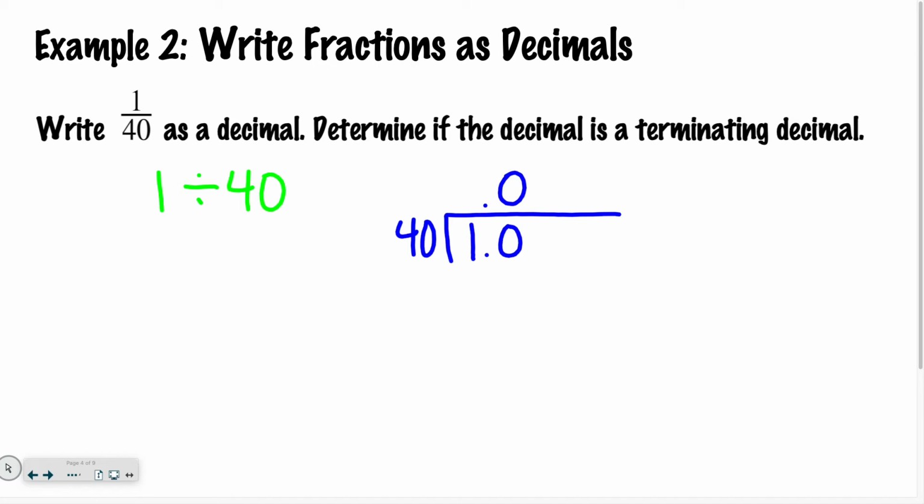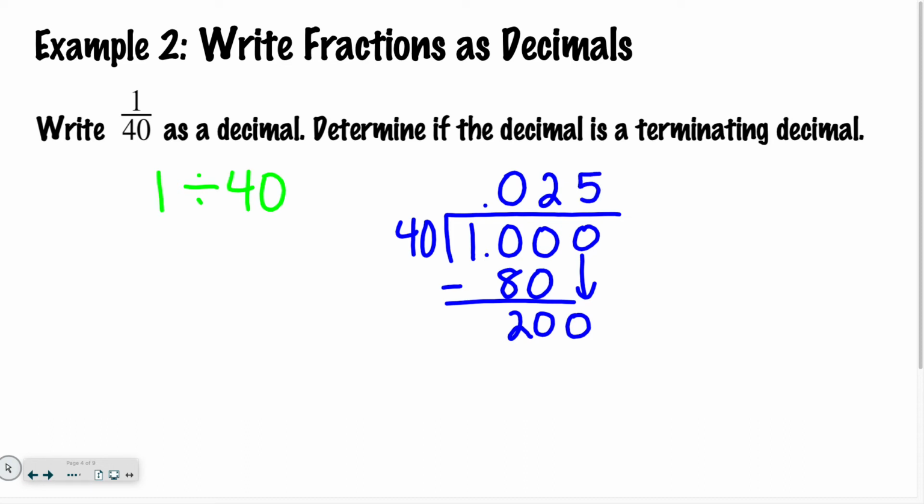Because 40 can't go into 1, that's why I had to add that decimal place. 40 still can't go into 10, so since there's a decimal, now I have to put a 0 up top. If I add another 0, now can 40 go into 100? It can. It can go in 2 times, which is 80. So 100 minus 80 is 20. I'm going to add another 0 and bring it down and say, can 40 go into 200? And it can. It can go in 5 times. So 40 times 5 is 200. 200 minus 200 is 0. So I know that my answer is going to be 0.025.